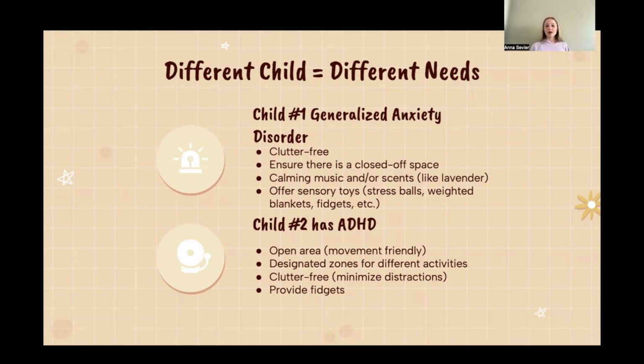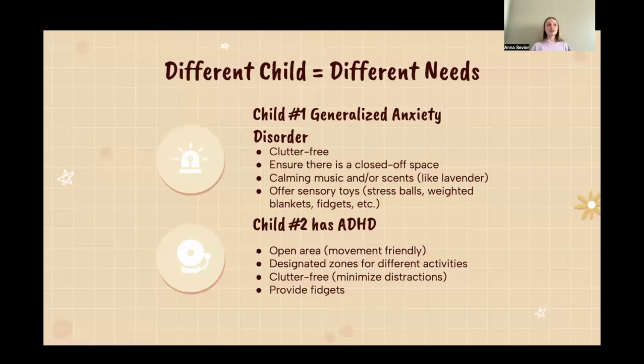So, child number one has generalized anxiety disorder. This child might need a clutter-free environment, ensuring that there's a closed off space. Maybe having something that's so big or open is really overwhelming or scary. Having calming music going on in the background is really great to just calm the mind, or even having little aroma dispensers like lavender is a really great one, just a very calming scent. Offering sensory toys like stress balls or even weighted blankets are a really great thing to have on hand to help with these stressful times, or the calm down kit. Don't forget the calm down kit.